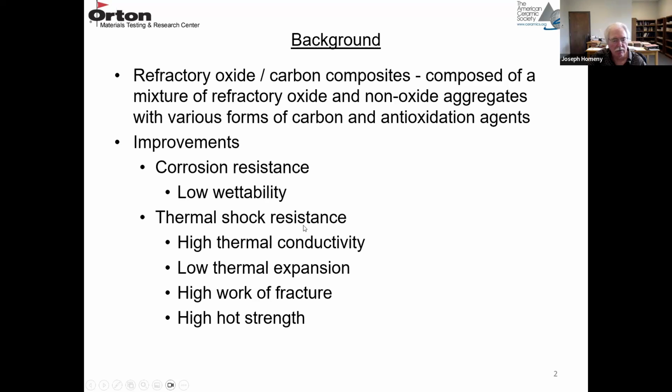And then thermal shock resistance. These composites, because of the carbon matrix, have high thermal conductivity and low thermal expansion. And I mentioned that this combination prevents the buildup of thermal stresses. And these composites also have a high work of fracture. So it requires a lot of energy to propagate a crack through the materials. And they also have high hot strength because of the carbon matrix.